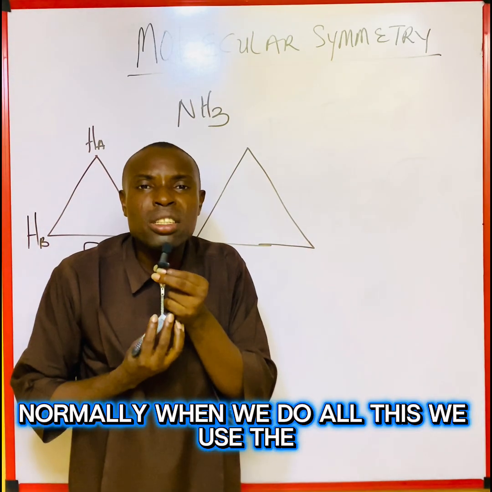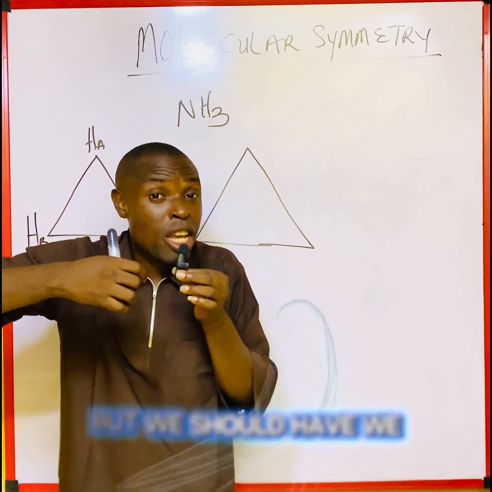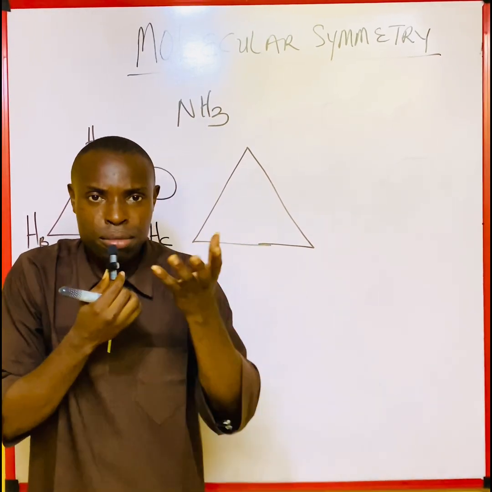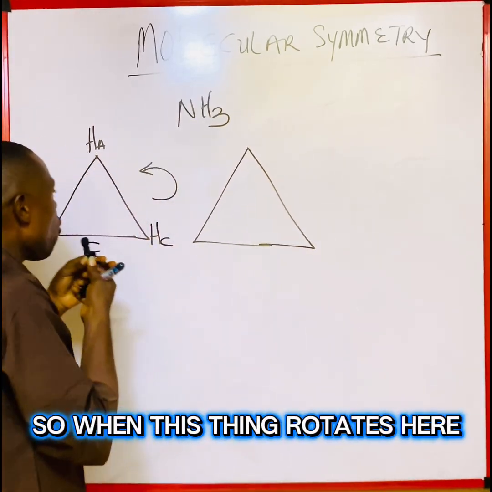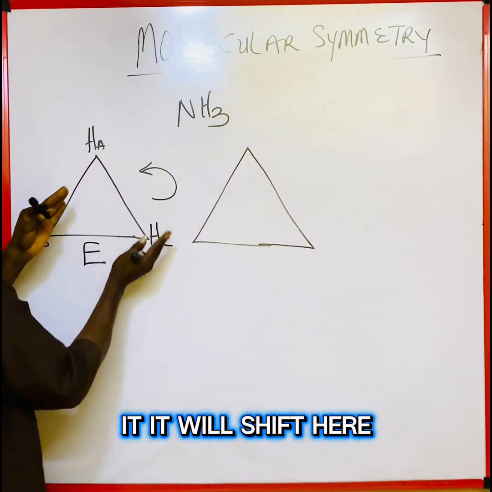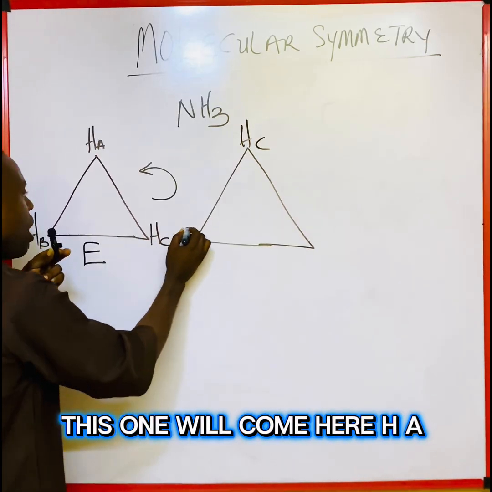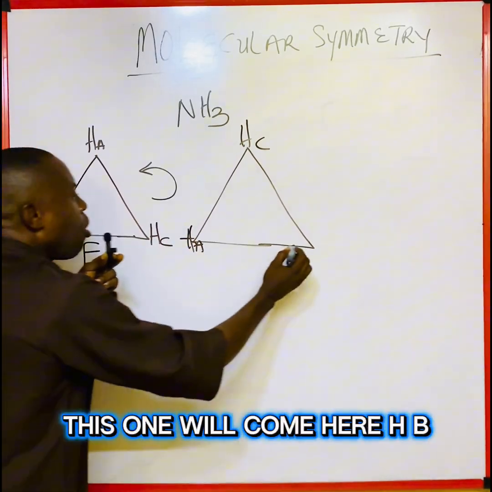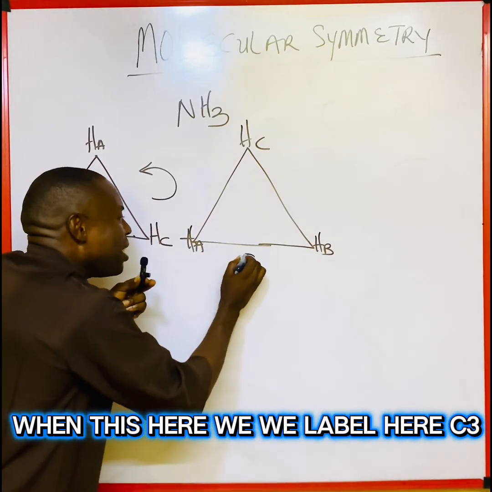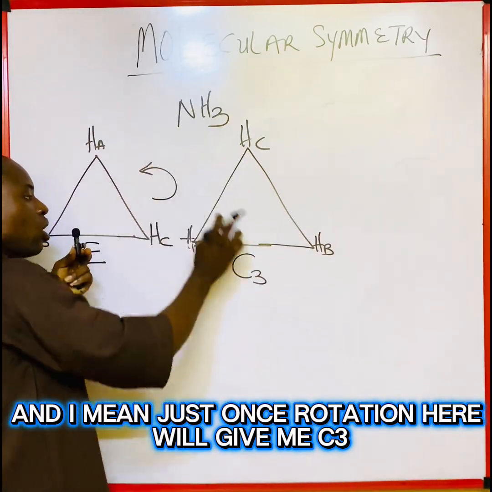Normally, when we do all this, we use the ball, but I actually do not have it in my library here, so that's what I'm using. But you will still get the point. So when this rotates, it will shift. This one will come here, so here I'll be having HC. This one will come here, HA. This one will come here, HB. Here we label C3, meaning just one rotation gives me C3.